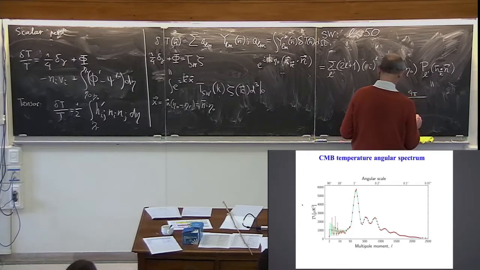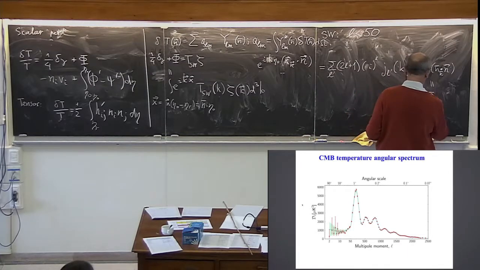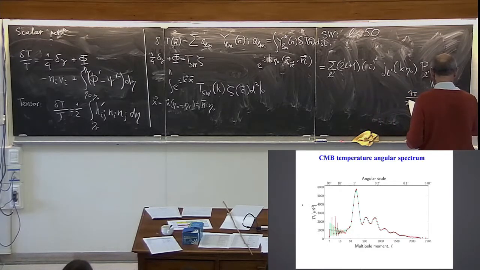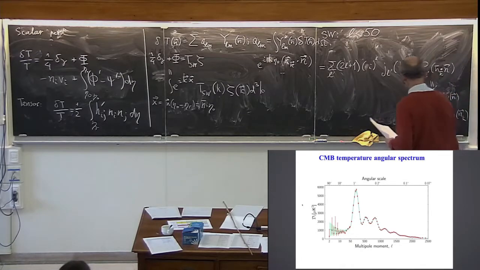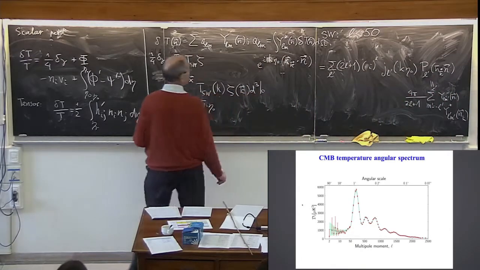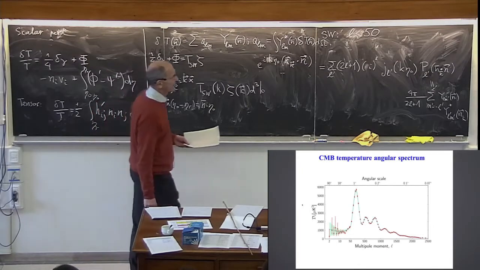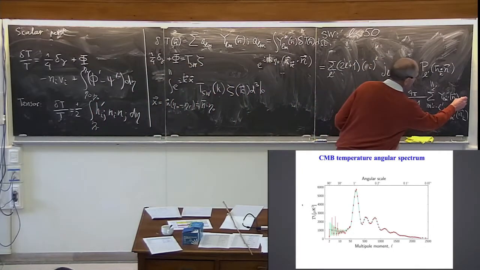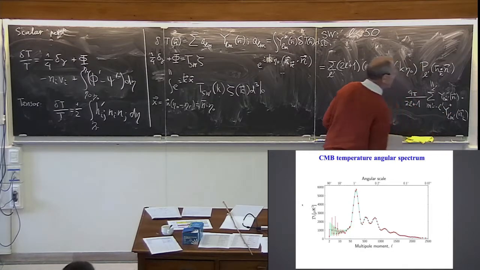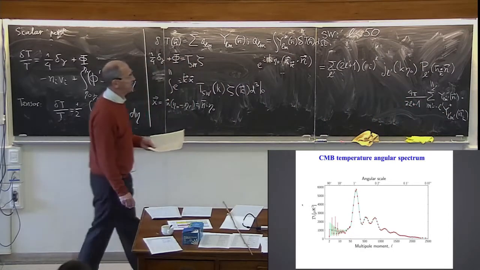has a representation in terms of spherical harmonics: 4 pi over 2L plus 1, sum over M prime equal to minus L prime to L prime, Y_LM of n, Y star L prime M prime of nk. Okay? Good. Right? This is the summation formula for Legendre polynomials or for spherical harmonics. You can check it. It's a very powerful formula.